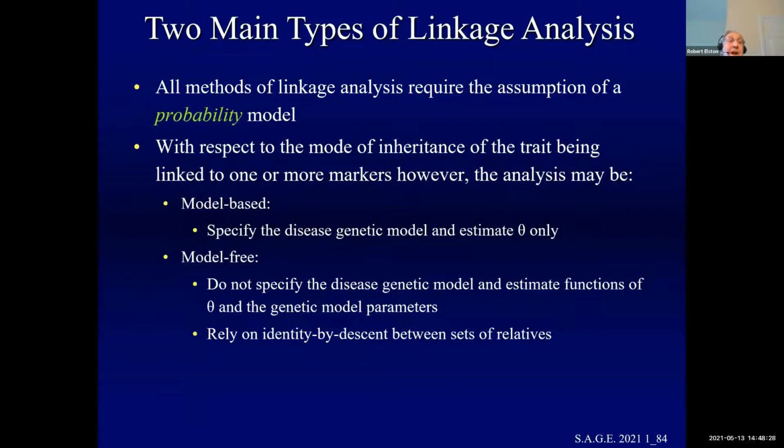Now, be very clear about this. You have to have a probability model. If there's a probability model, there have to be parameters, okay? So I say model-free when there's no parameters other than maybe something in the model that has some function of the recombination fraction and other genetic model parameters.